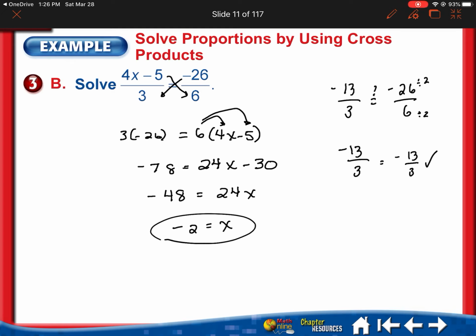All right, take a moment. Try the two Your Turns, A and B. So pause the video, try those, come back. You can check your work to make sure you did them right.